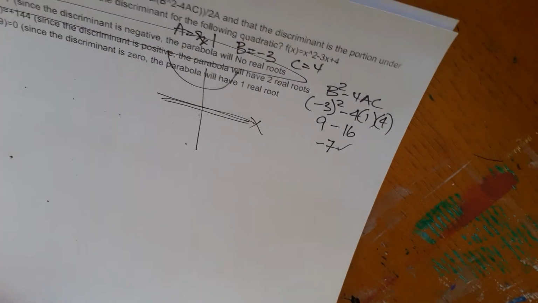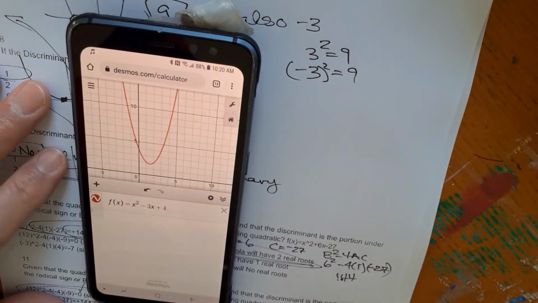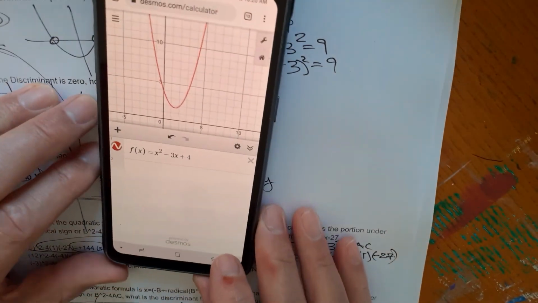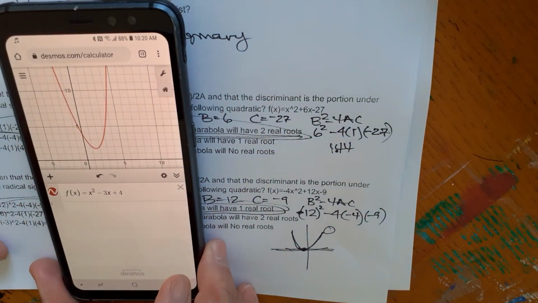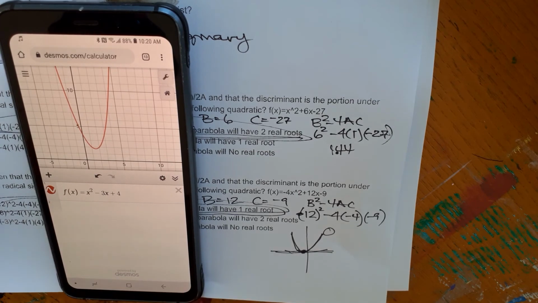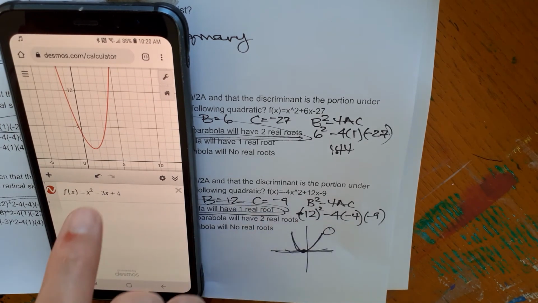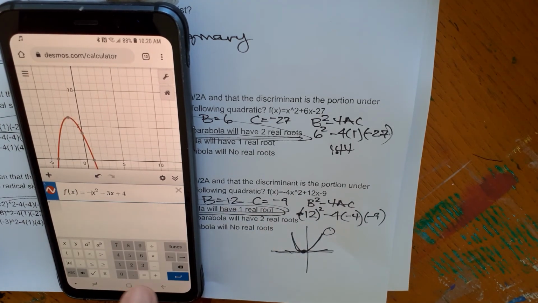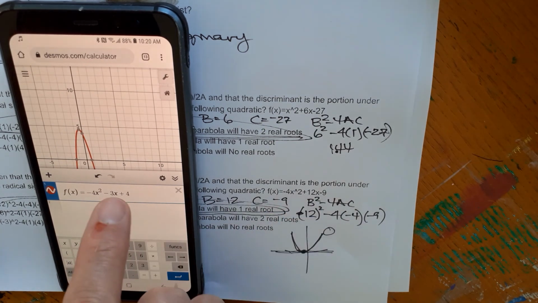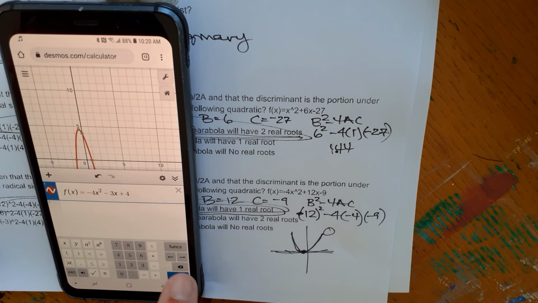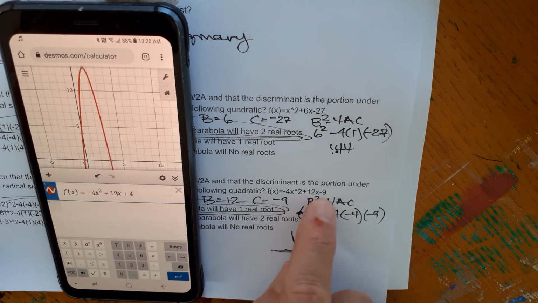And you can go back and type in these two. Let's do this one. I'm curious to show you this one that's got one root down here. Right, and you're typing these in too to verify these. This is minus 4x squared plus 12x minus 9.